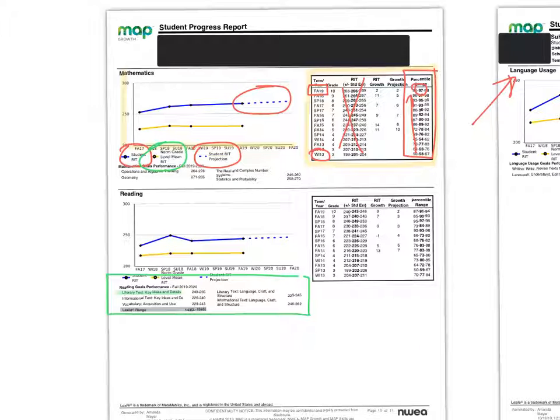So this is like a little subgroup under the big reading score. MAP has broken down that larger score into these smaller little groups so we can really see where the student is excelling and maybe where they need to work a little harder.